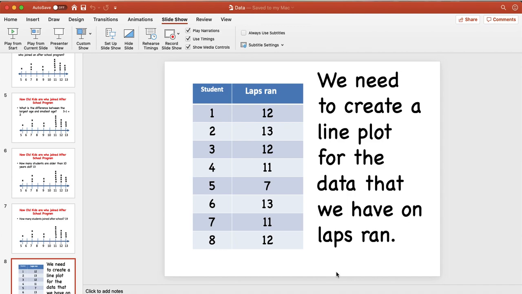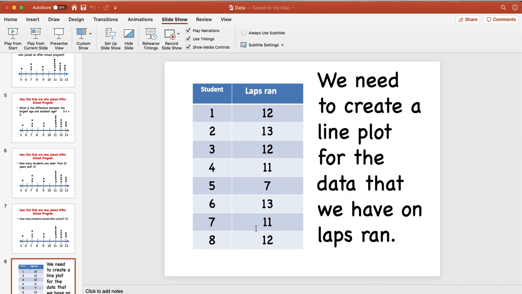Now over here, in my last examples, we were reading a line plot. We were answering questions that were related to a line plot. But now we're given a table of data, and we have to create our own line plot. So we have student and laps ran. So we have student 1, 2, 3, 4, 5, 6, 7, 8. We have 8 students, and we have all of the laps that they ran.